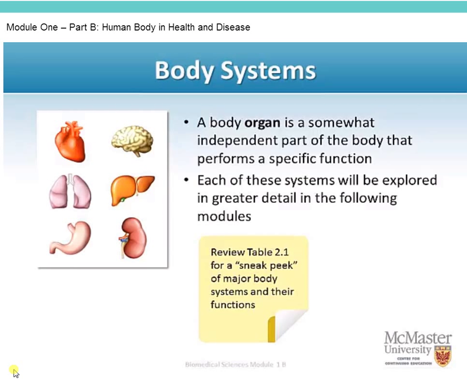Now we turn to our next objective of understanding body systems. A body organ is a somewhat independent part of the body that performs a specific function. Each of these systems will be explored in greater detail in the following modules. But for now, take a look at Table 2.1 for a sneak peek of the major body systems and their functions.